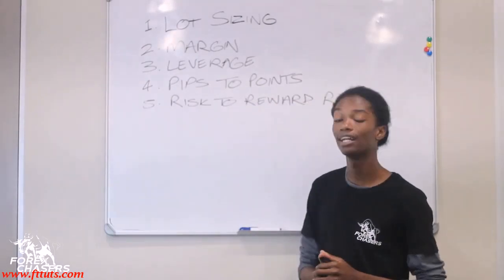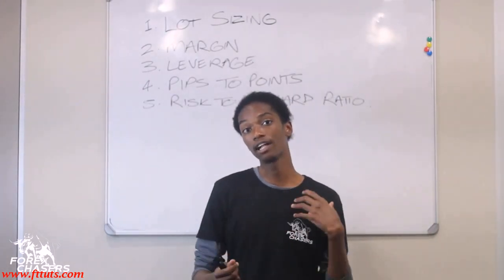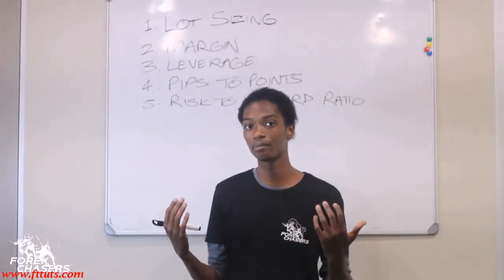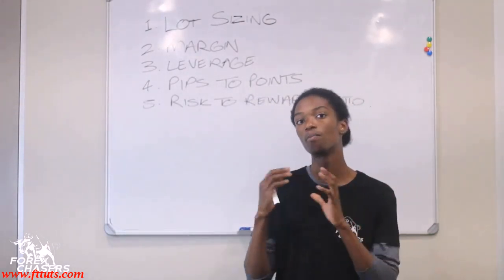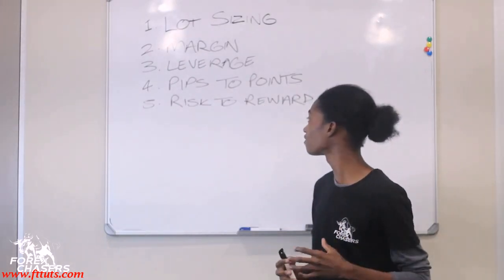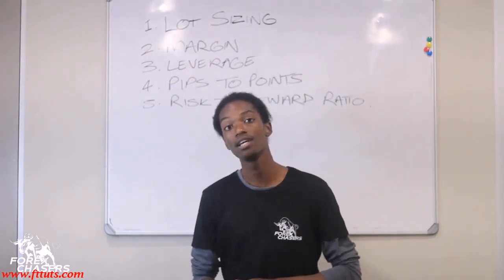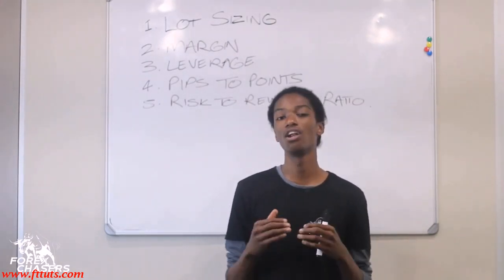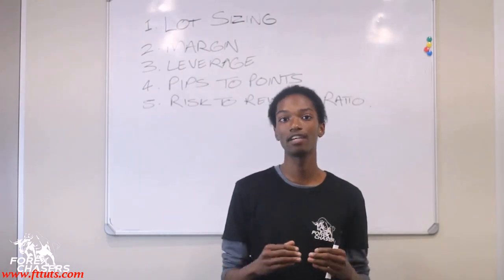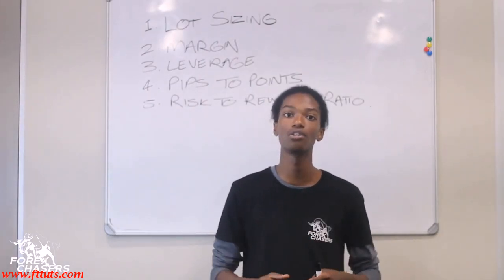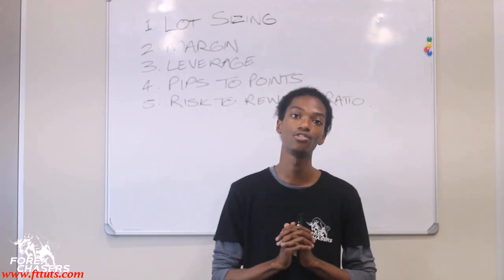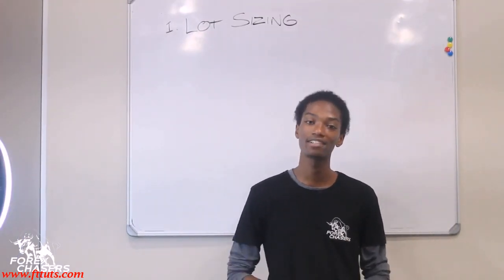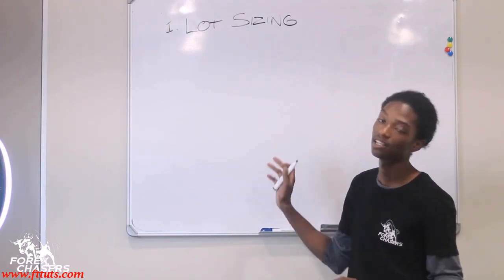The fourth topic is doing calculations on how we calculate the point value of the indices that we're going to be trading, so from pips to points. And the last subtopic is our risk to reward ratio, and the long-term effects of having a good strategy with a good risk to reward ratio incorporated into your trading plan. Okay guys, so we're going to get into the first subtopic, which is lot sizing.